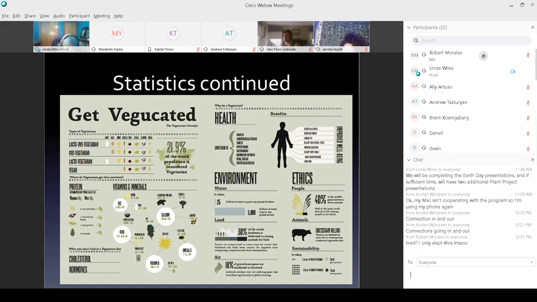It's a hard to read chart. Yeah, I'm sorry. It looks really small here. That's fine. Yeah.